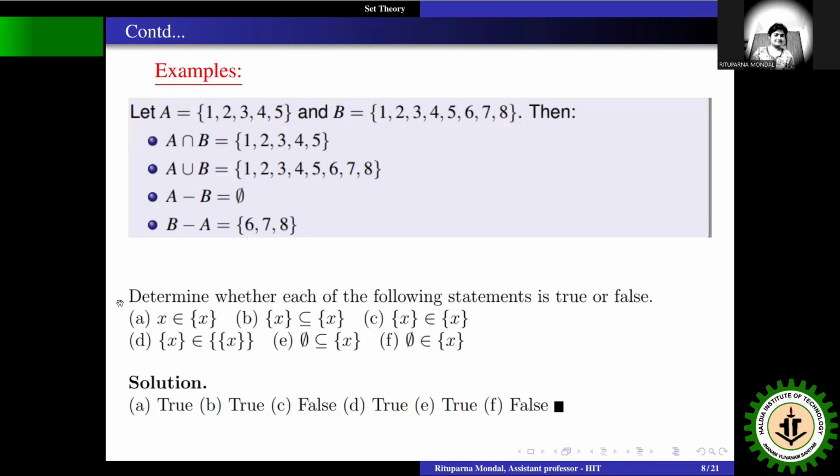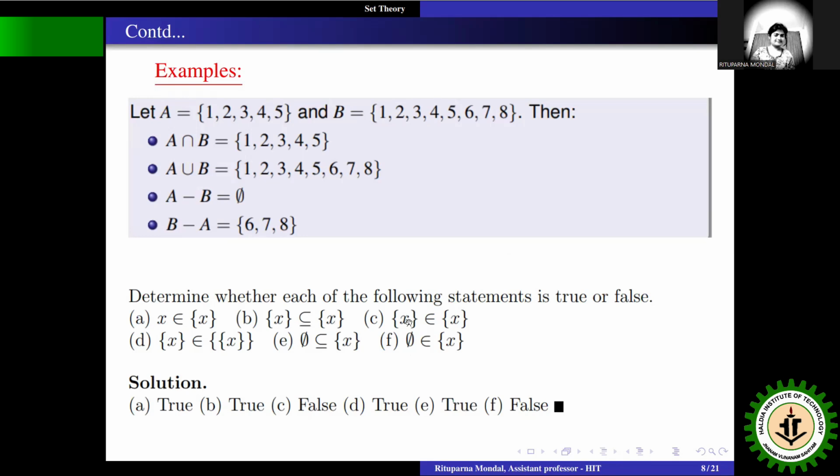Now, if we take this example, this problem: determine whether each of the following statements is true or false. Here, it is an element X and this one is the set. So clearly, we can see that X belongs to X. So this statement is true. And here, the set X is a subset of X. This is also true. So any set is a subset of itself. So from here, we can say that this statement is true.